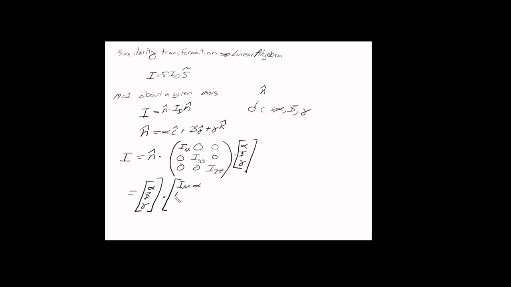And if we do this matrix multiplication here, we are left with the vector Ixx alpha, Iyy beta, and Izz gamma, which, doing this dot product and noting the scalars can all be rearranged, gives Ixx alpha squared plus Iyy beta squared plus Izz gamma squared.